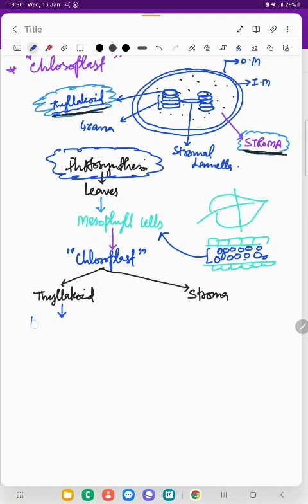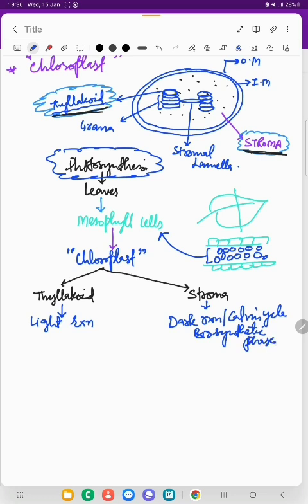The first is light reaction, and I had written this light reaction below thylakoid. That means this light reaction takes place on the thylakoid membrane. And another reaction of photosynthesis is called dark reaction, or Calvin cycle, or biosynthetic phase.